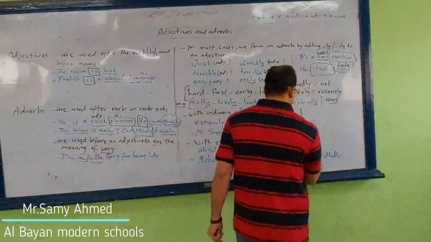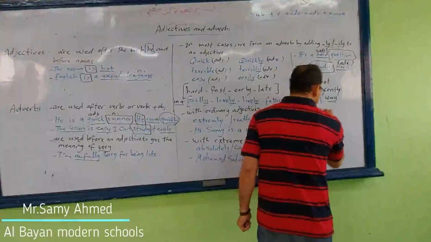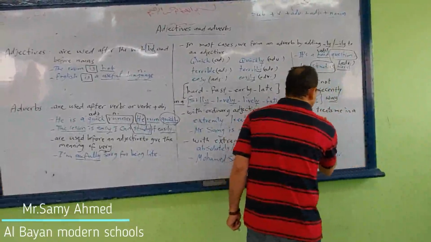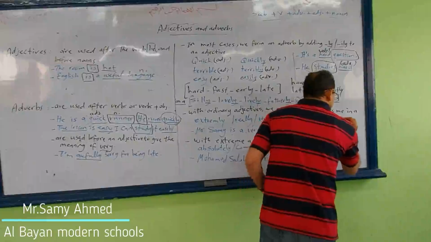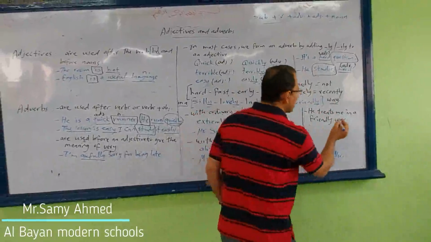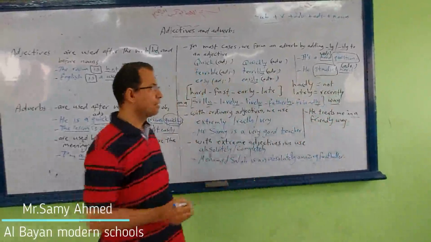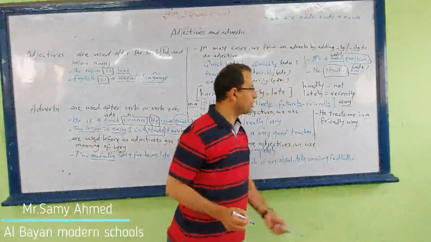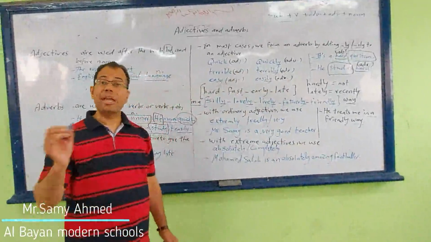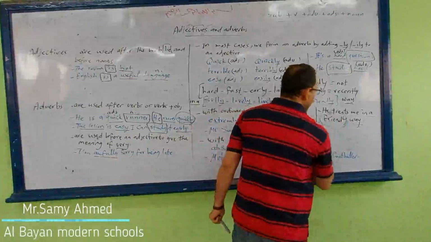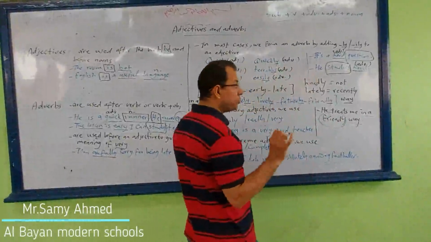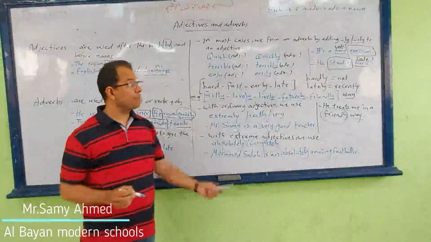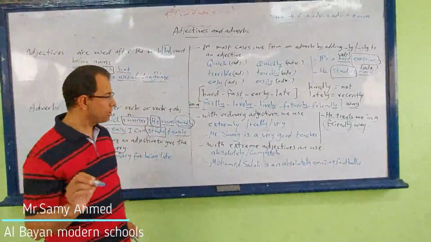For example, he treats me in a friendly way. So we put in a before the adjective, and the word way after it. In this way, we change the word friendly from being used to describe a noun into the other meaning. It's used to describe the verb, the action itself.